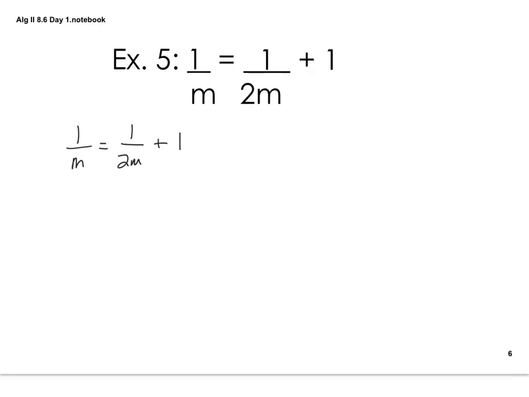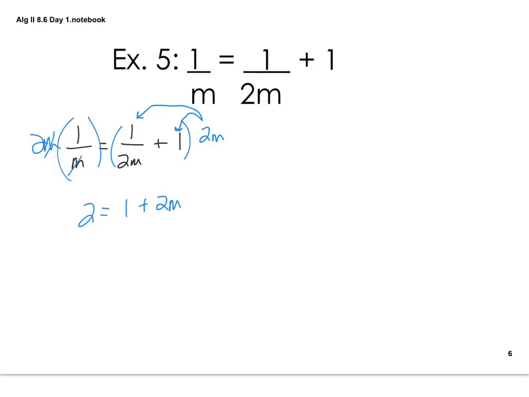Alright, so in example number 5, I'm going to multiply both sides of my equation by 2m. And when I do that, an m and an m cancel out over here, so I'll have a 2. On the left-hand side, I'm going to distribute my 2m to there, and I'm going to distribute my 2m to there. On this very first term, my 2m cancels out, and I end up with a 1 sitting there. On this right term here, I'll end up with a 2m.